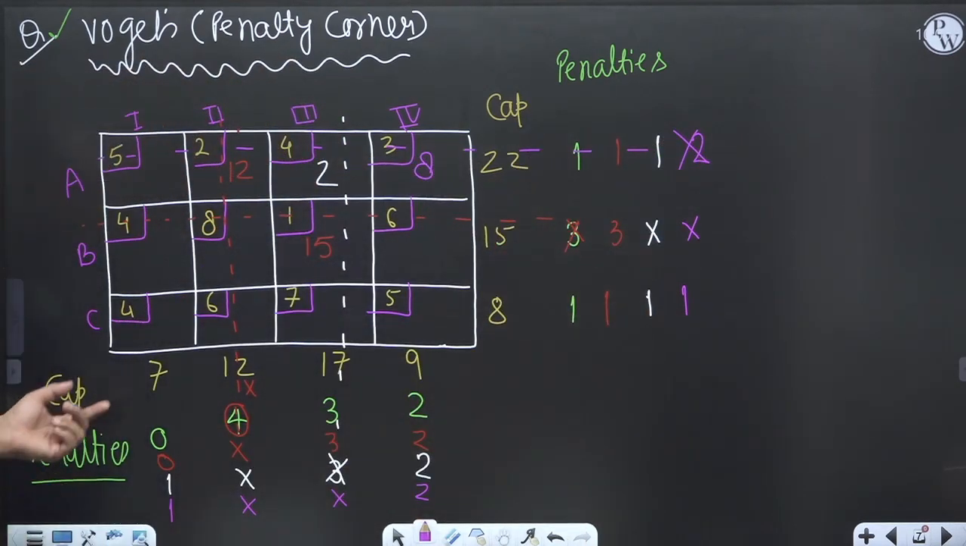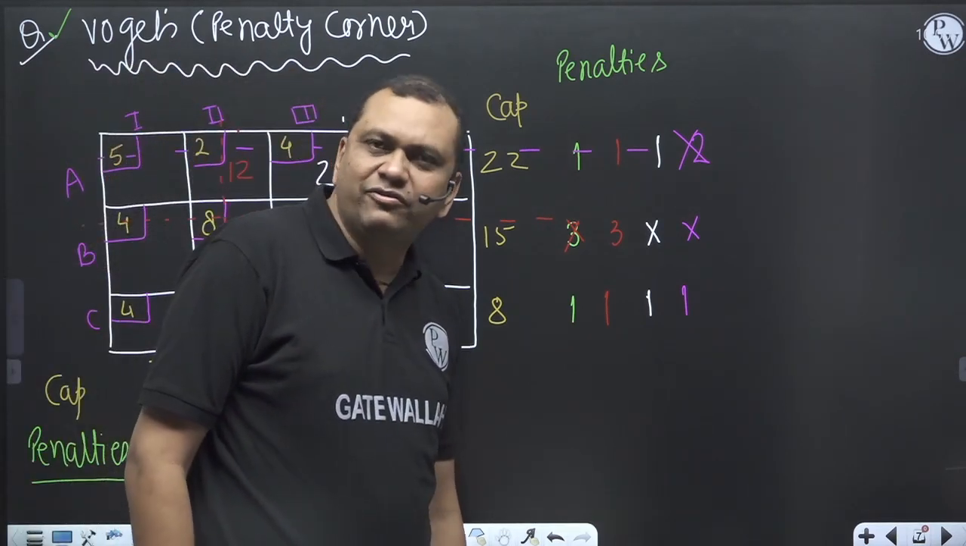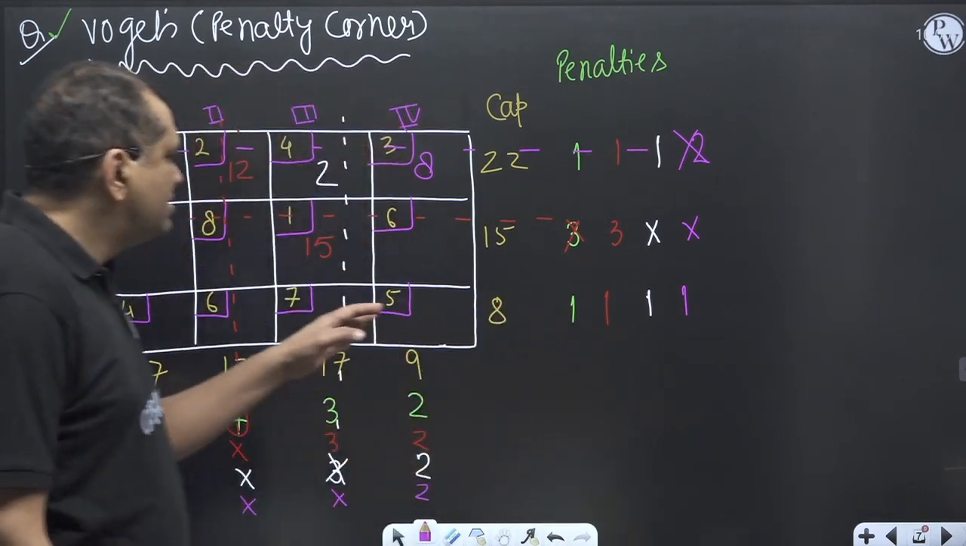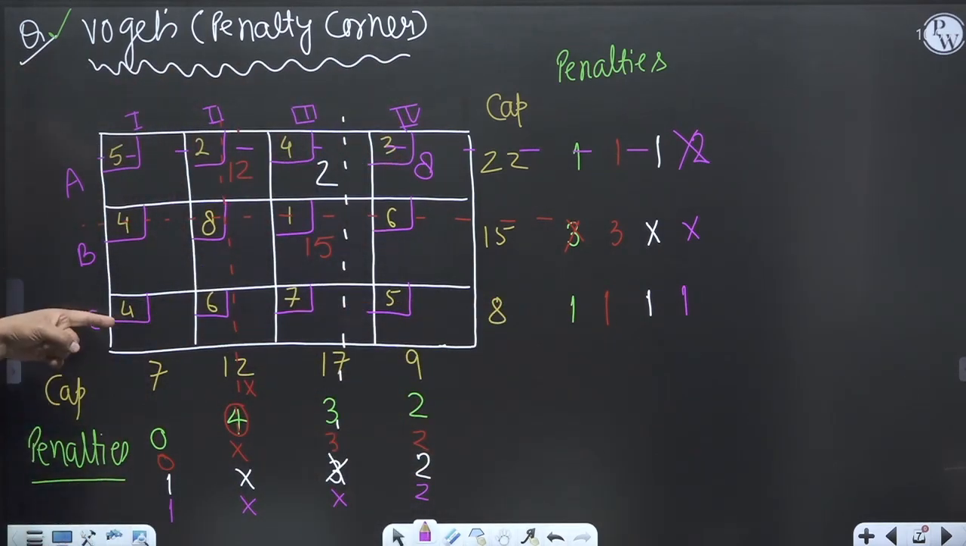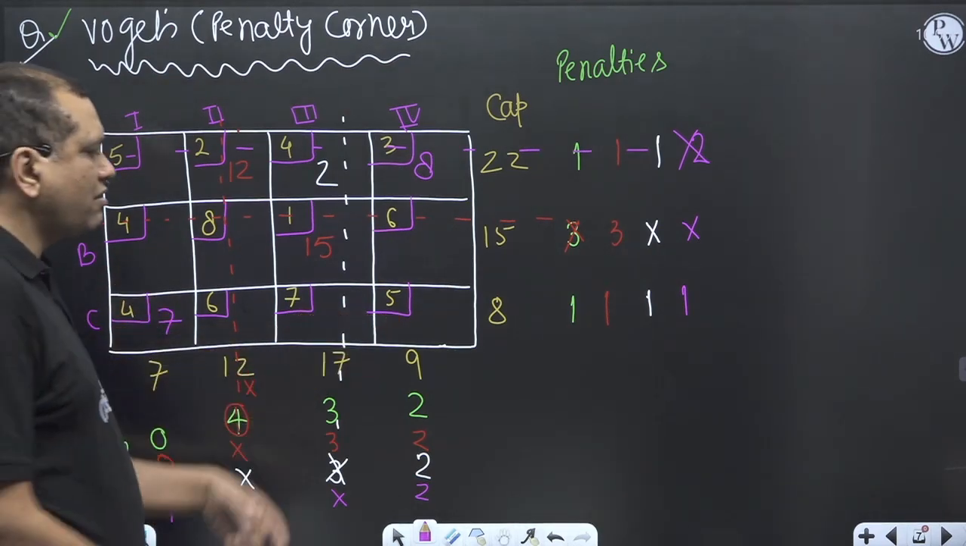Now only one row is left out, correct, na? If only one row and only one column is left out, no need to calculate penalty. Select the minimum transportation cost 4. How much is left out? 7. Here 1.